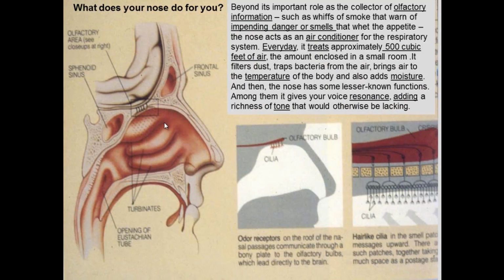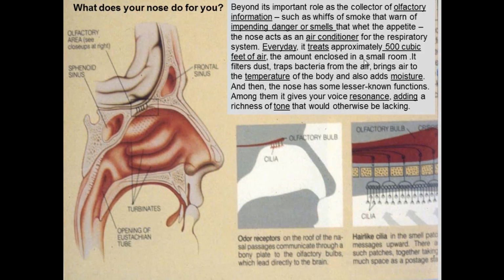Now also the nose is very important in terms of the respiratory function. One is you have olfactory cells that allow you to detect danger if you smell some bad odor. It would also help you get your digestive juices going by the smelling of food, so that it helps in other body functions. It also conditions the air, it moistens the air, and it cleans the air. It cleans about 500 cubic feet. That's about the amount of air of a small room.